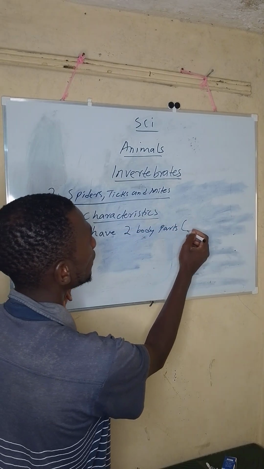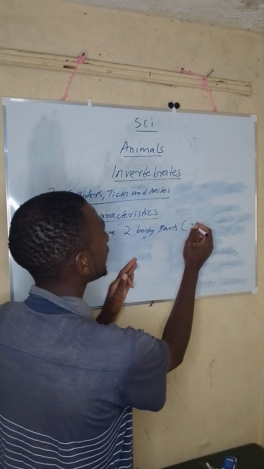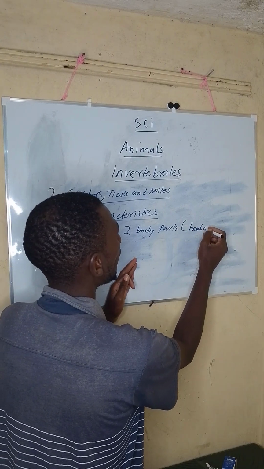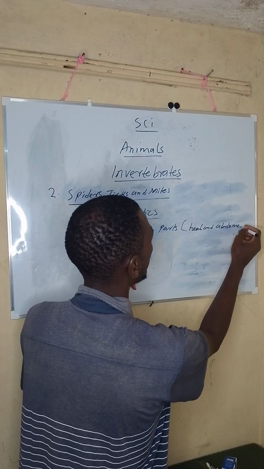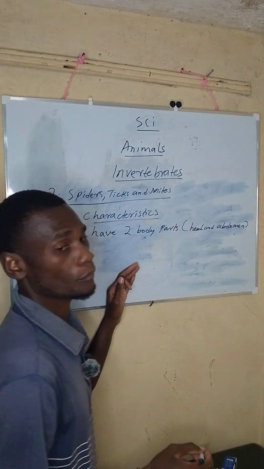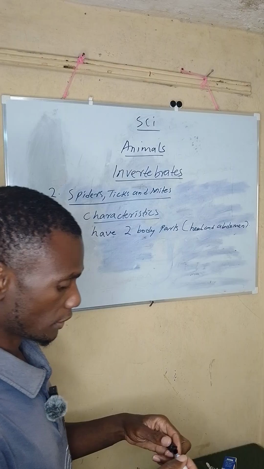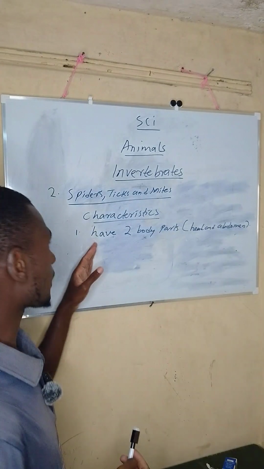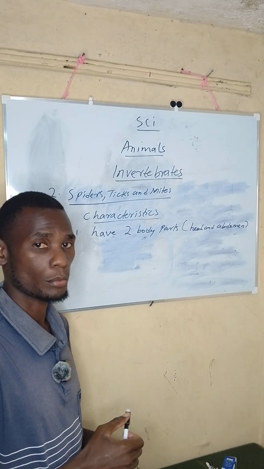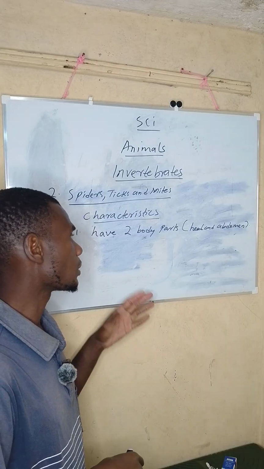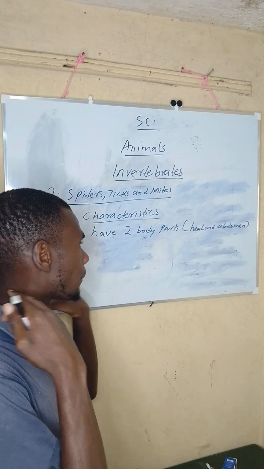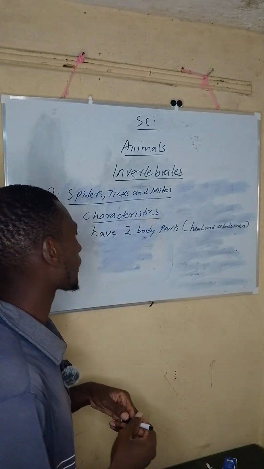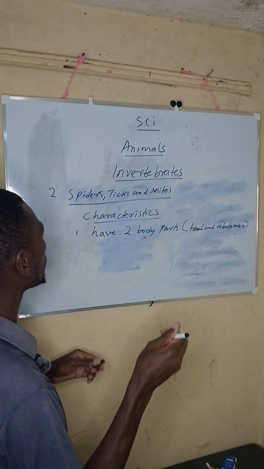These 2 body parts include the head and the abdomen. So they are lacking the thorax. They don't have the thorax. So that is the first difference, and the first characteristic of this group of invertebrates. So they don't have the thorax, the chest. They only have the head and the abdomen. That is number 1.